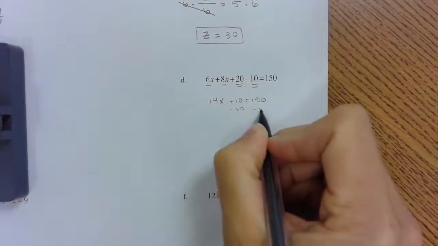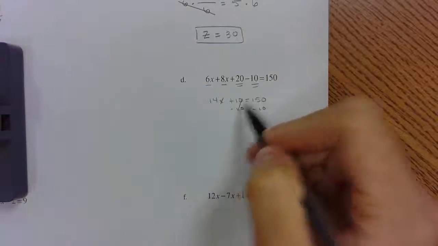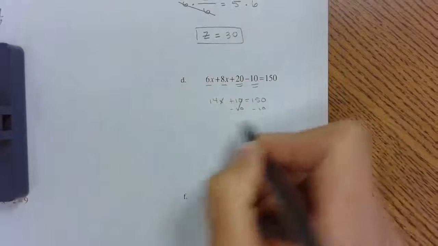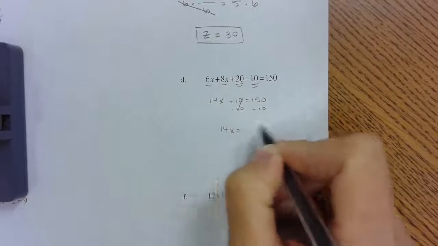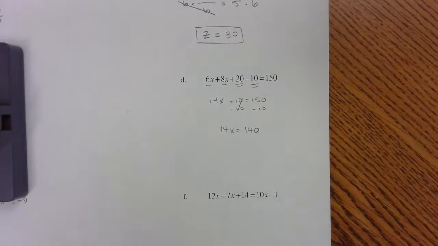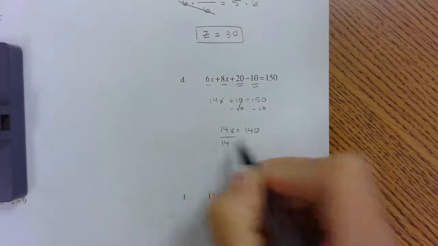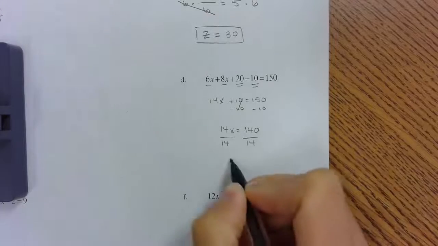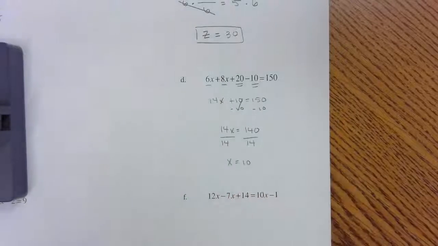All right, so I'm going to subtract my 10 from both sides here so I can get x on one side, everything else on the other. And then we'll divide out 14. And we get 10.